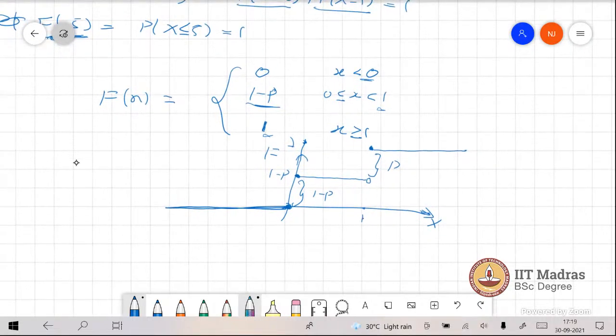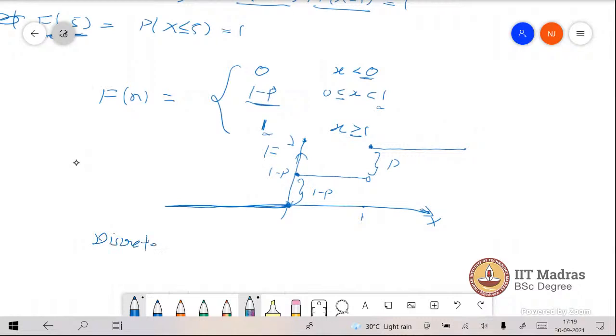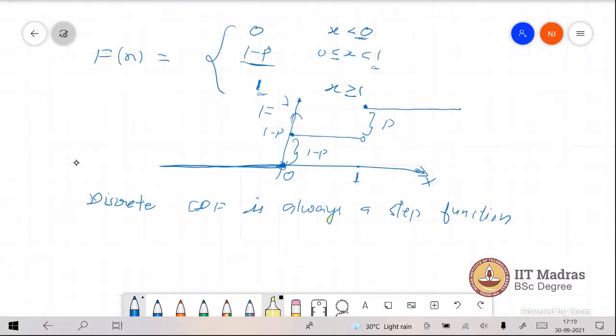So in the case of a discrete random variable, the CDF is always a step function. Step function means that there is a gap, a jump at some points. Here it jumps at 0 and 1. So where in the graph you see a jump, the probability at that point will be inside the range of x, and the amount of the jump will be the probability at that point.